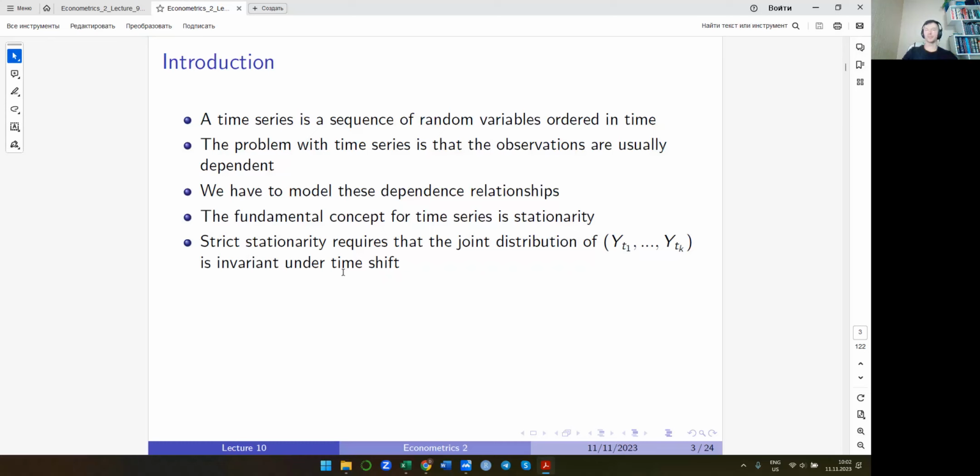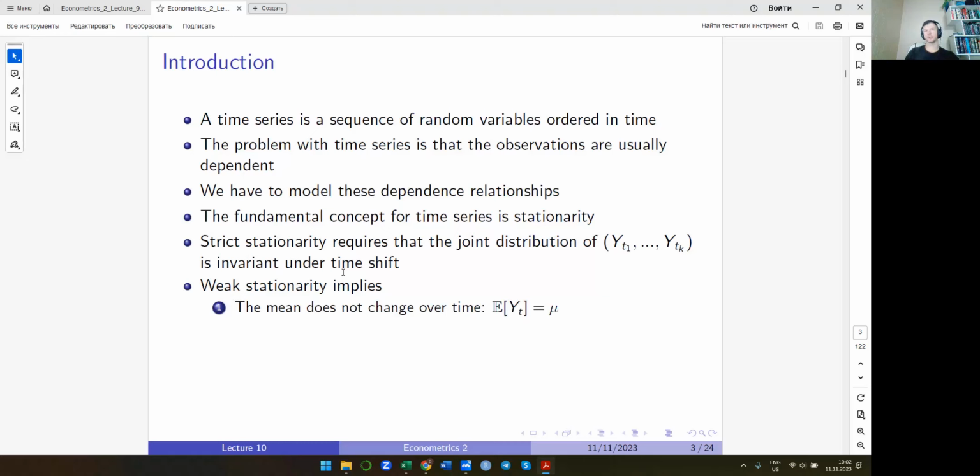When we talk about strict stationarity, it requires that the joint distribution of a sequence of variables is invariant under time shift. This is a very strong assumption because it is not testable. Basically, you are not able to verify if the joint distribution is the same or not. But a less strict and more practical requirement is the weak stationarity.